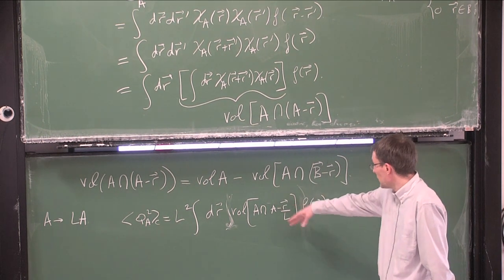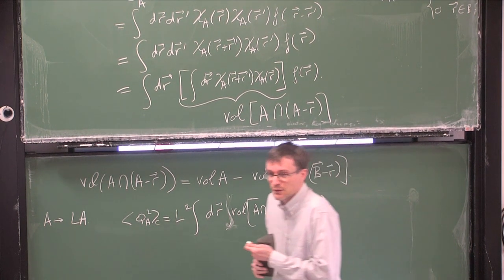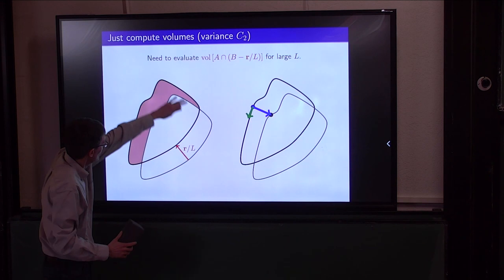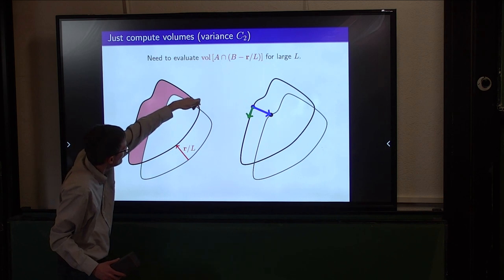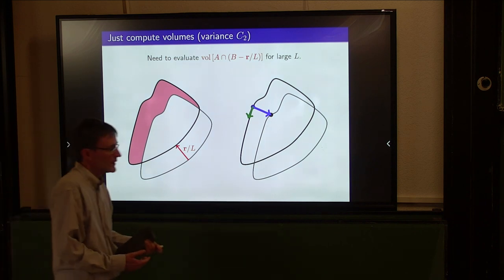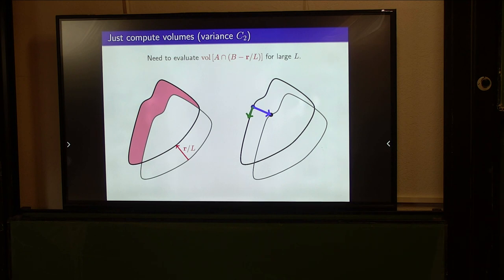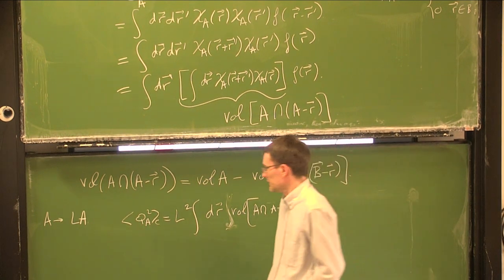So the point is, if you want to do this expansion, you just need to compute this volume where you shift only by a little bit. Okay, and this is where this boundary law comes from, right? Because if you have your shape, you shift it a little bit, you get this red region, and then you see it will be proportional to the boundary. You localize, if you want, to the boundary, and that's how you can do it. And this you can compute to arbitrary order. Okay, and this is what we do, and that's why basically you get powers of L like this.